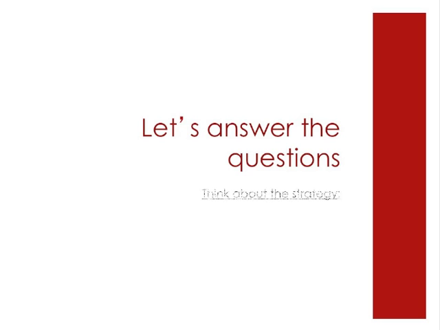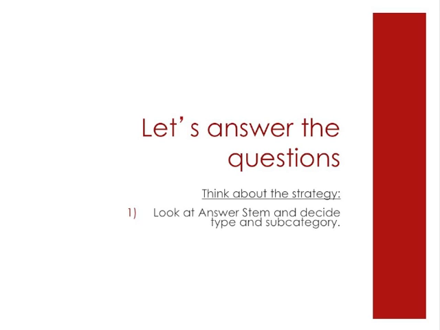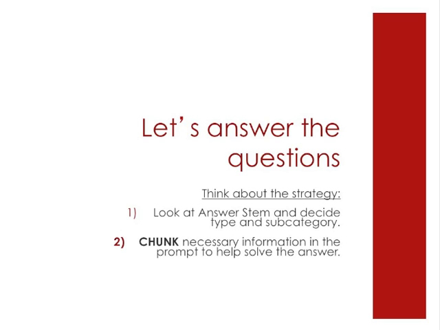Okay, now let's go in and answer the questions. Now remember our general testing strategy as we discussed in the first video. As we look at the answer stem, we're going to try to decide what type and what subcategory the questions belong to. But we're now going to chunk more information in the prompt to help us solve the answer. In question type 5, it didn't really take that much information to help us. Then we're going to have to read text if we need to find the answer. Of course, we're only going to read if it's necessary, which in this case, some parts of it will be necessary. And then we're going to use the process of elimination to help find the answer. And again, the process of elimination is something we talked about in the previous video.